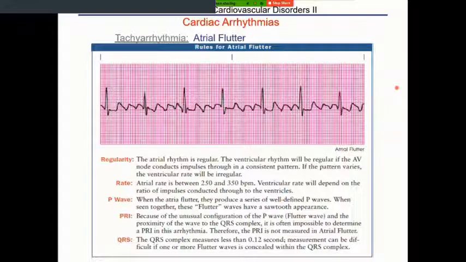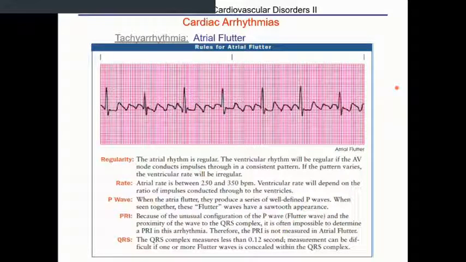So this is what your ECG will look like with an atrial flutter. The atrial rhythm is regular. The ventricular rhythm will be regular if the AV node conducts impulses through in a constant pattern. If the pattern varies, the ventricular rhythm will be irregular. The atrial rate is between 250 to 350 beats per minute, and the ventricular rate will vary depending on the ratio of impulses conducted through the ventricles.